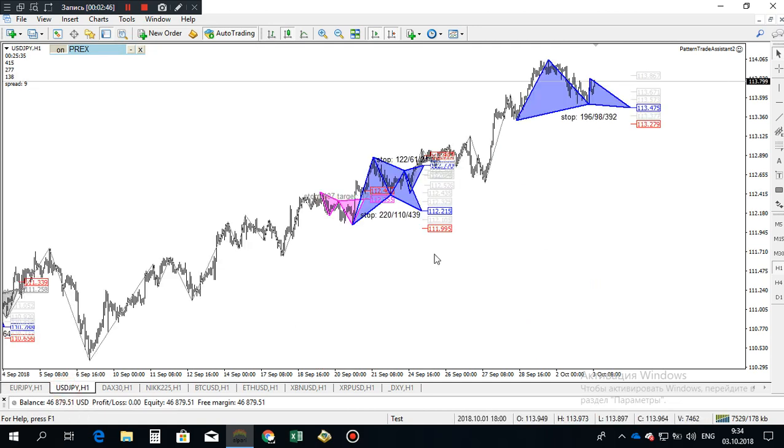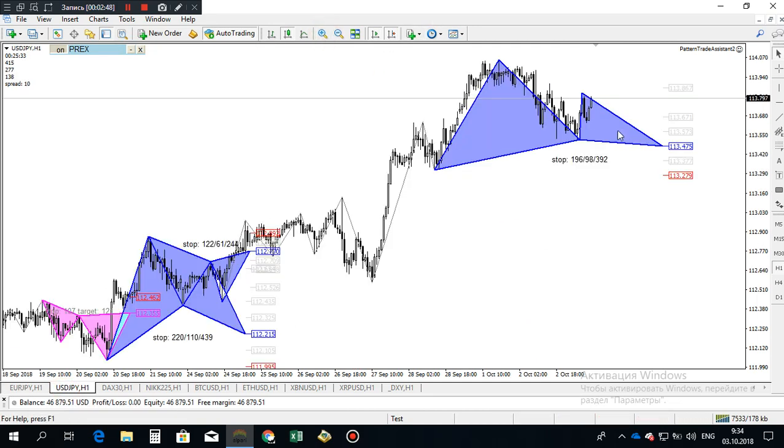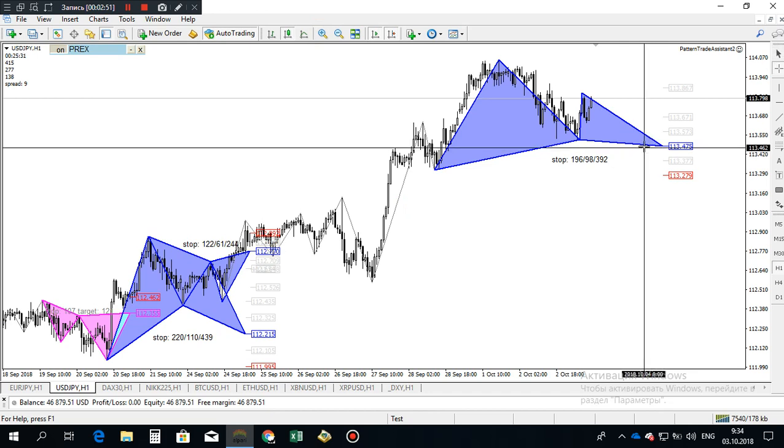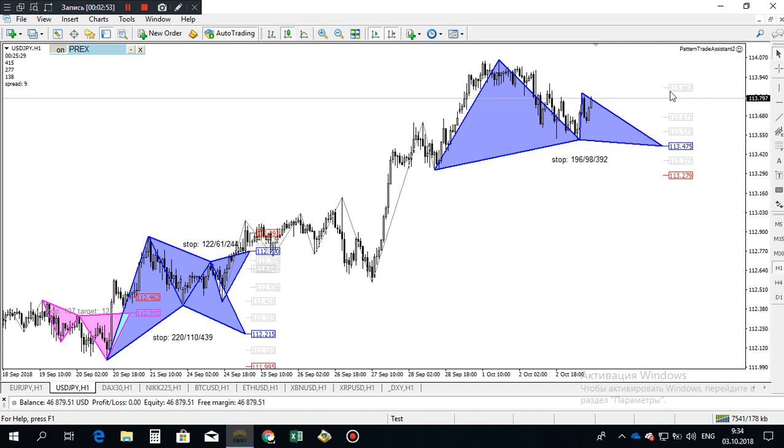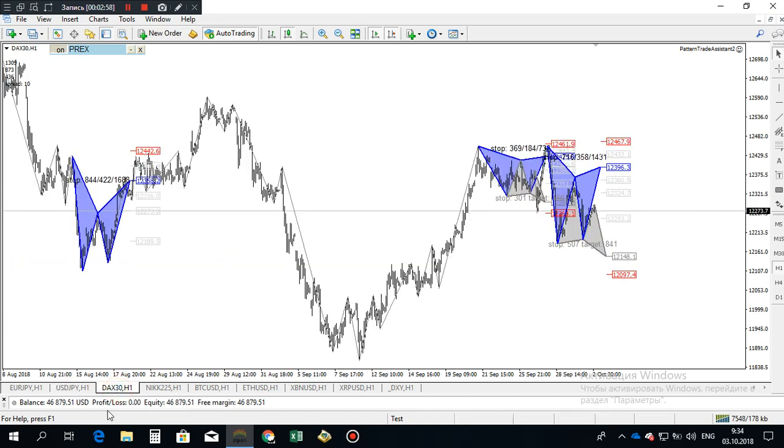The next pair is this dollar-yen, a unified Gottlieb as well. If price goes to 113.475, then we'll have a high probability of price to give us some reaction. The next setup is DAX 30.